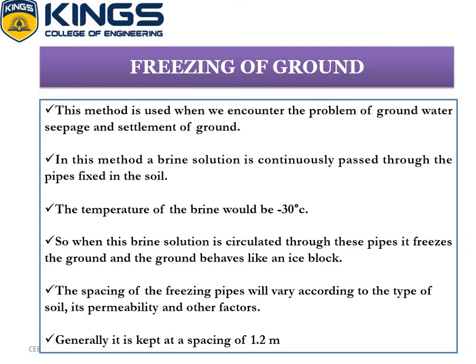Ground freezing's effectiveness is unaltered in these unpredictable ground conditions, and additionally, once removed, the ground freezing technique causes no lasting environmental impact. Freezing also provides the greatest degree of assurance that the ground will be stabilized. The spacing of the freezing pipe will vary according to the type of the soil, its permeability and other factors. Generally, it has been spaced at 1.2 meter intervals between the pipes.